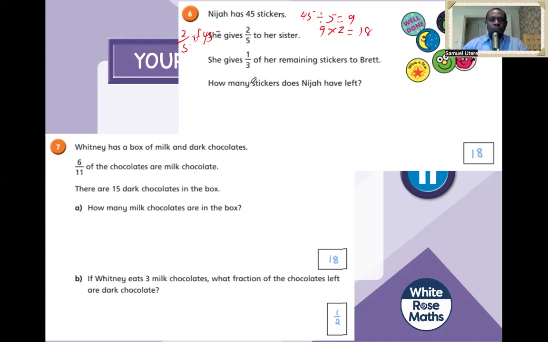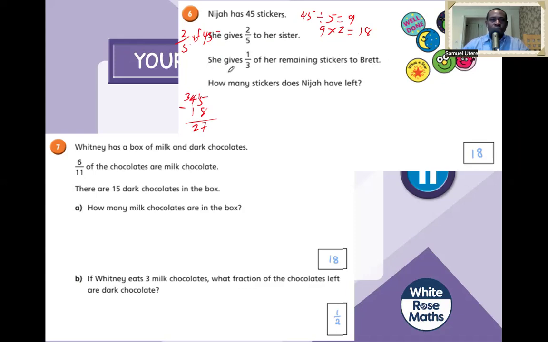Now, they're telling us that she gives 1/3 of her remaining stickers. So we need to know what's remaining. So we need to do 45 minus 18. Okay? So we carry 1 from here. That's 3. Okay? So 15 minus 8 is 7. All right? That's now 3. 3 minus 1. So 27 stickers are left.